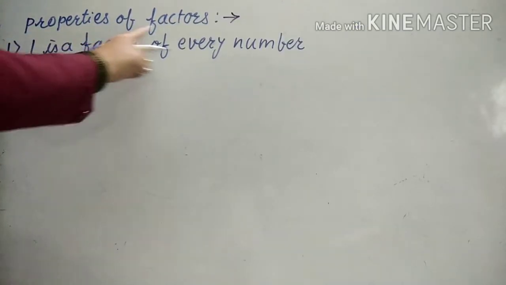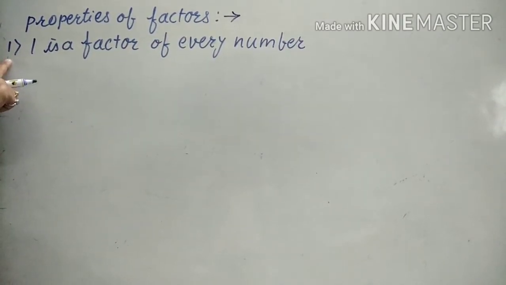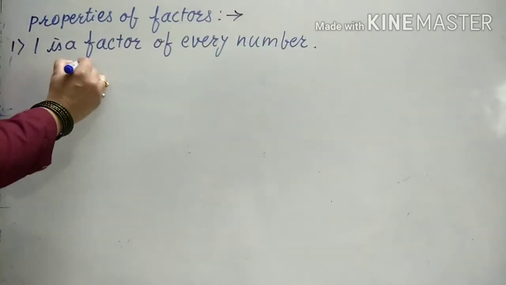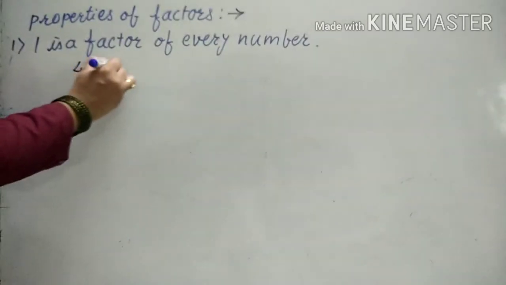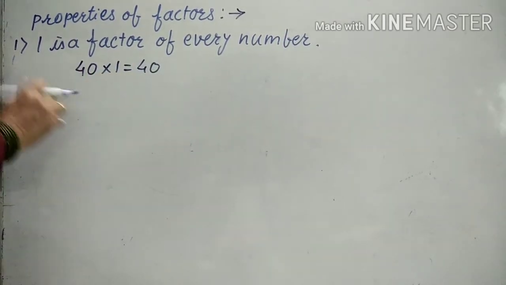Now let us see the properties of the factors. What are the properties of factors? So first property is 1 is a factor of every number. See here, if I multiply any number by 1, then I will get the number itself. So 1 is a factor of every number.